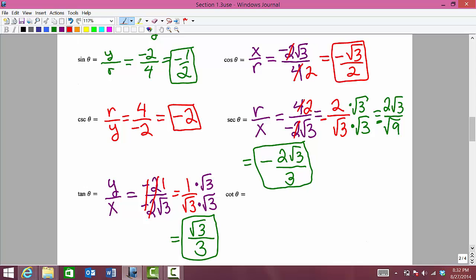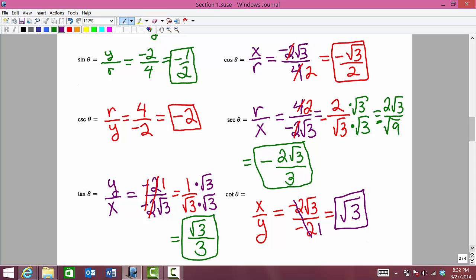And lastly, we have cotangent. Cotangent is a reciprocal of tangent. Cotangent is x divided by y. And our x value was negative 2 square root of 3. Our y value was negative 2. It's just the flip of what we started out with for tangent. We want to reduce. The negative 2's cancel. Leaves us with square root of 3 divided by 1, which simplifies just to be positive square root of 3.